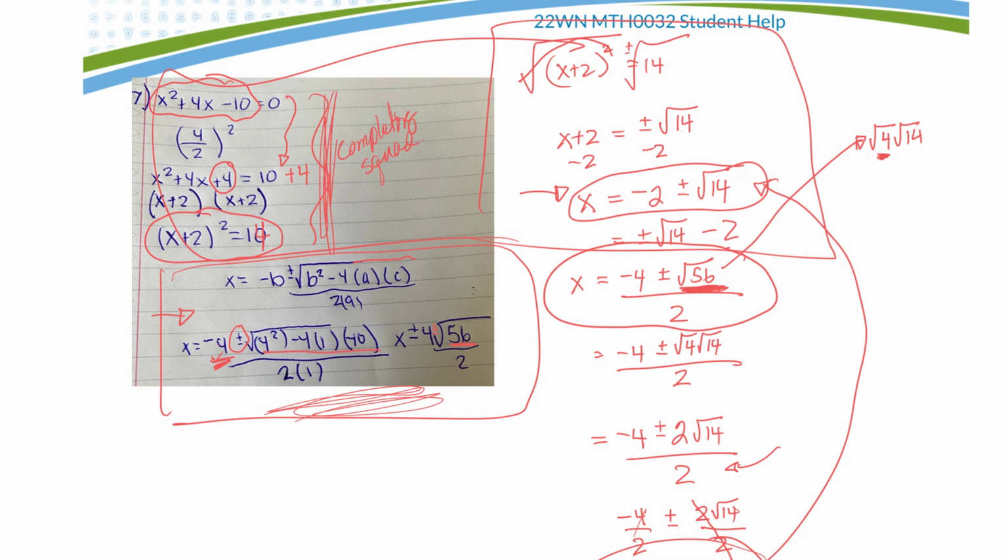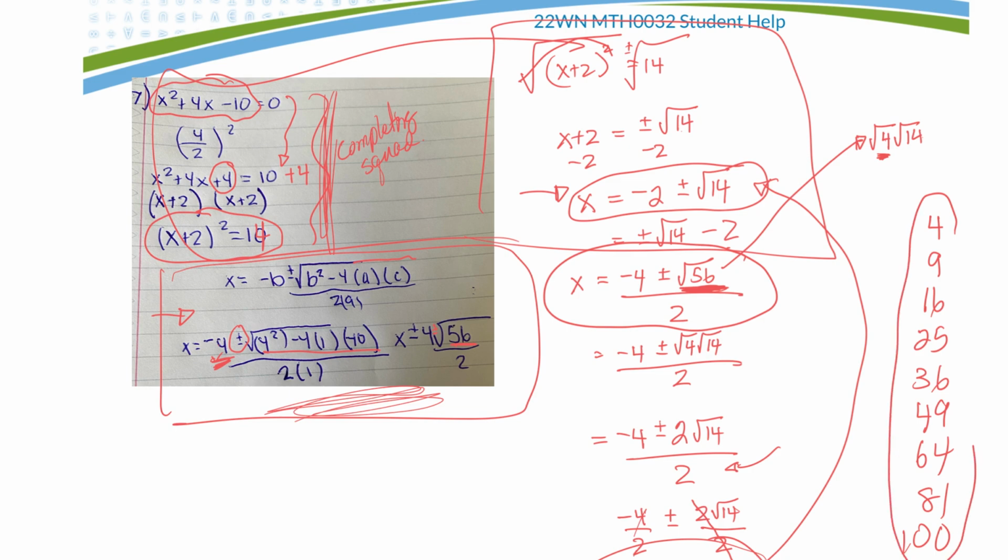And these are the numbers, like 2 squared is 4, 3 squared is 9, 4 squared, 5 squared, 6 squared, 7 squared, 8 squared, 9 squared, 10 squared, etc. So if I can find one of those perfect squares that'll divide into that number, like in this case it was 4, then that makes it easier to simplify. All right, hopefully that helps you with that quadratic formula.